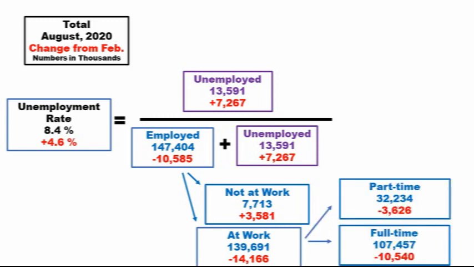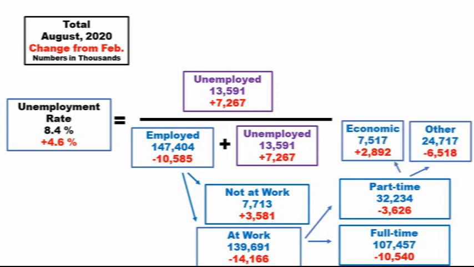We can further divide up the people who were at work into those who were part-time and those who were full-time. The number of workers who were part-time was 32.2 million workers. The number who were full-time was 107.5 million workers. That number of full-time workers was a drop of 10.5 million workers between February and August. We're seeing a pattern. The number of people who had a job and were at work dropped by 14 million workers. The number of workers who were full-time dropped by 10.5 million workers.